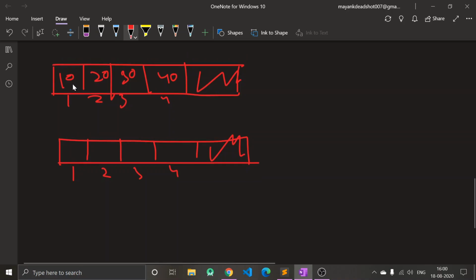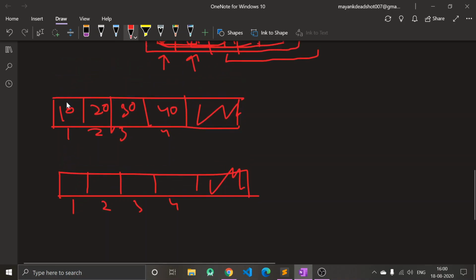First of all, at the initial stage we don't have to go anywhere, because 10 is the already occupied frog space. The frog is already on 10, so we will store 0 here.